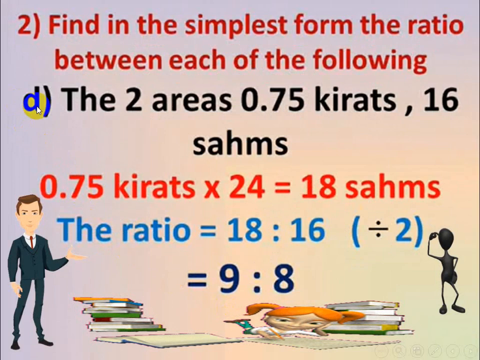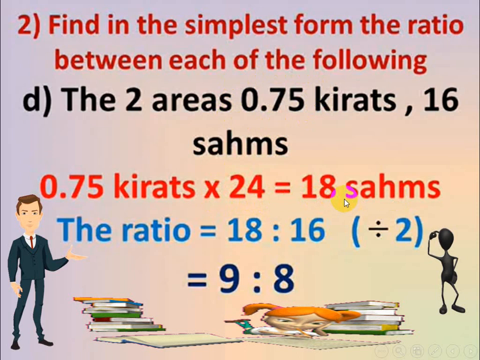Question D, my dear students. The two areas are 0.75 carats and 16 sahms. You know that 1 carat equals 24 sahms, as we said. Then for 3/4 carat, or 0.75 carats, I'll multiply it by 24. 0.75 times 24 equals 18 sahms.